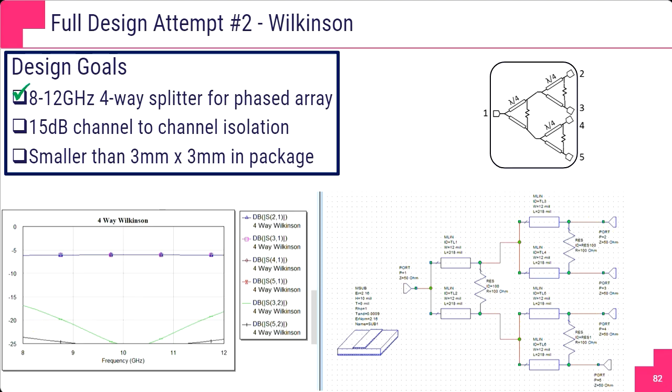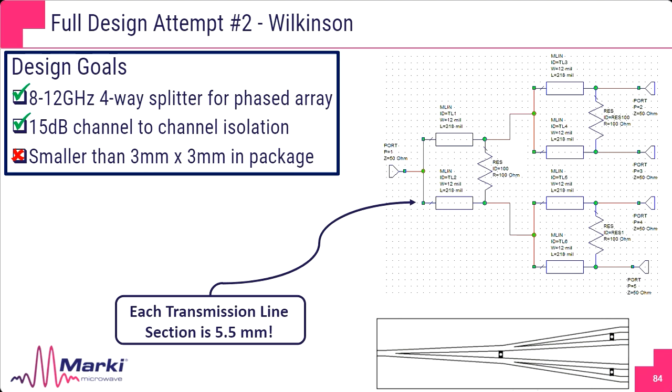We've met the bandwidth requirements. We even met our isolation requirements. So can we package this in a 3x3 millimeter package? Unfortunately not. Unfortunately for us, this design yields transmission line sections that are about 5.5 millimeters long each. And we need to package this in a 3x3 or smaller surface mount package.